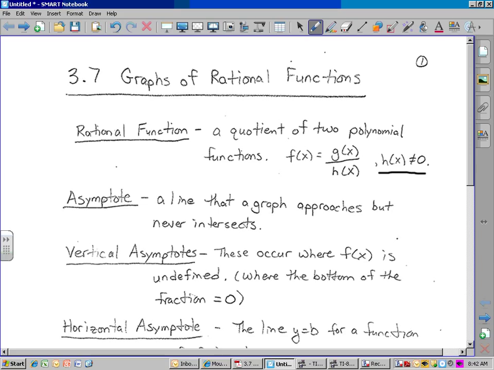An asymptote. An asymptote is a line that a graph approaches but never intersects. So this is what our graph's going to be approaching, and these are caused by these issues here with 0 on the bottom, okay, and also by end behavior. It's going to tell us how the graph's going to act at the end.